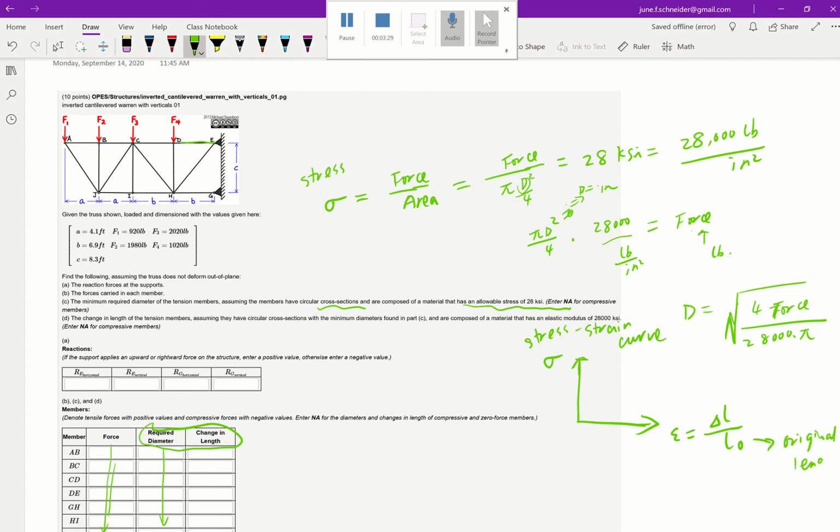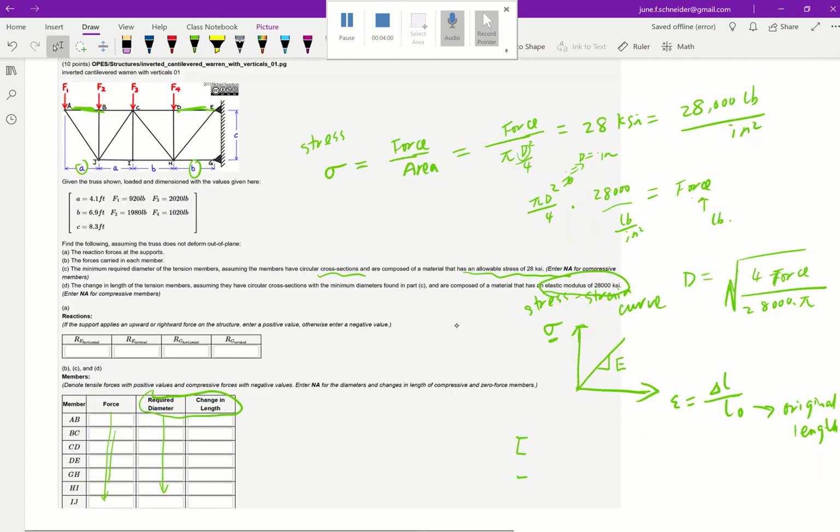What's the original length, for example, of DE? That's going to be B, right? What's the original length of AB? That's going to be A. Okay. So knowing that, we know the stress already. Then we have this relationship: stress and strain are going to be linear, and the slope of that is going to be the elastic modulus, which they give us here.